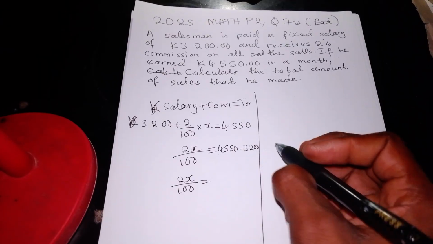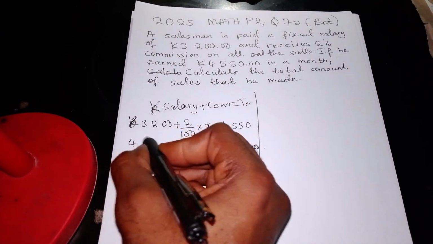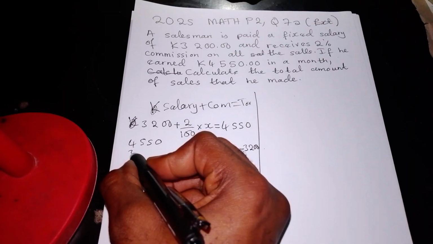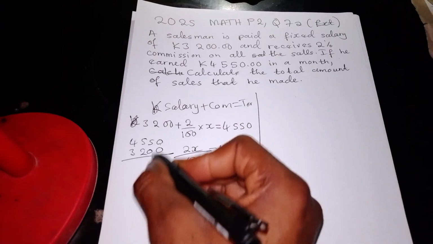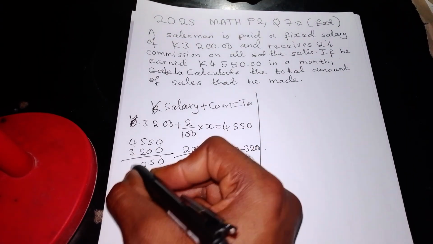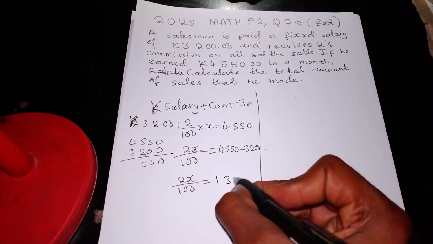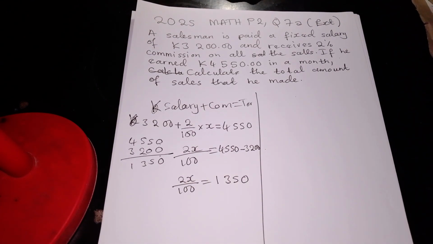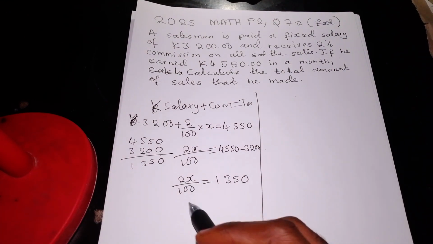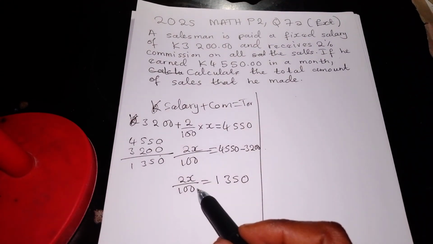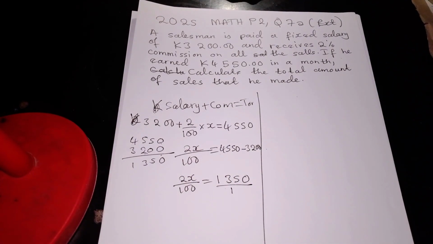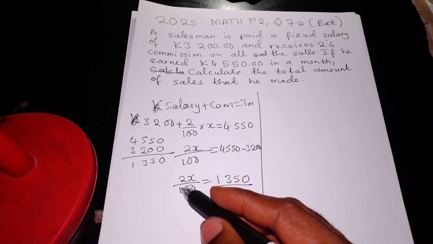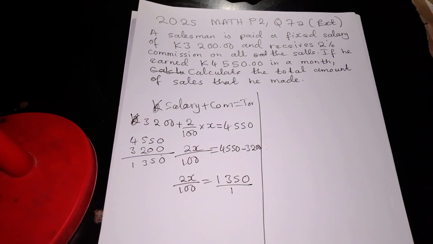And then to solve for x, we have 2x over 100, and we can subtract these two. So we have 4,550 minus 3,200 kwacha, which is 1,350 kwacha. This is why I decided not to divide by 2, because it's much easier for me to multiply by 100. So I can put over 1. If you want, you can still reduce your numbers by dividing by 2. That's okay too. So I'll cross multiply.